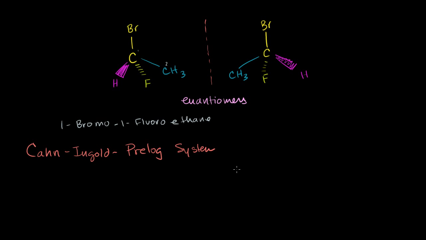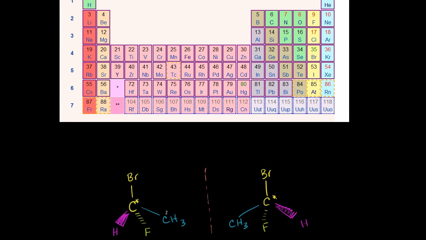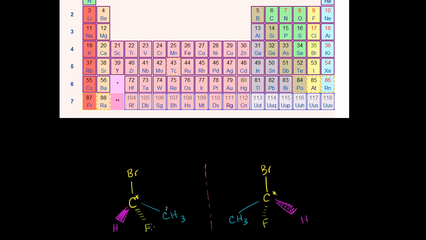So the first thing you do in the Cahn-Ingold-Prelog system is to identify your chiral carbon. Here it's pretty obvious. It's this carbon right here. We'll just focus on this left one, the one we started with first. It's bonded to 3 different groups. Then you want to rank the groups by atomic number. Out of bromine, hydrogen, fluorine, and a carbon, all bonded directly to this carbon, which has the highest atomic number?